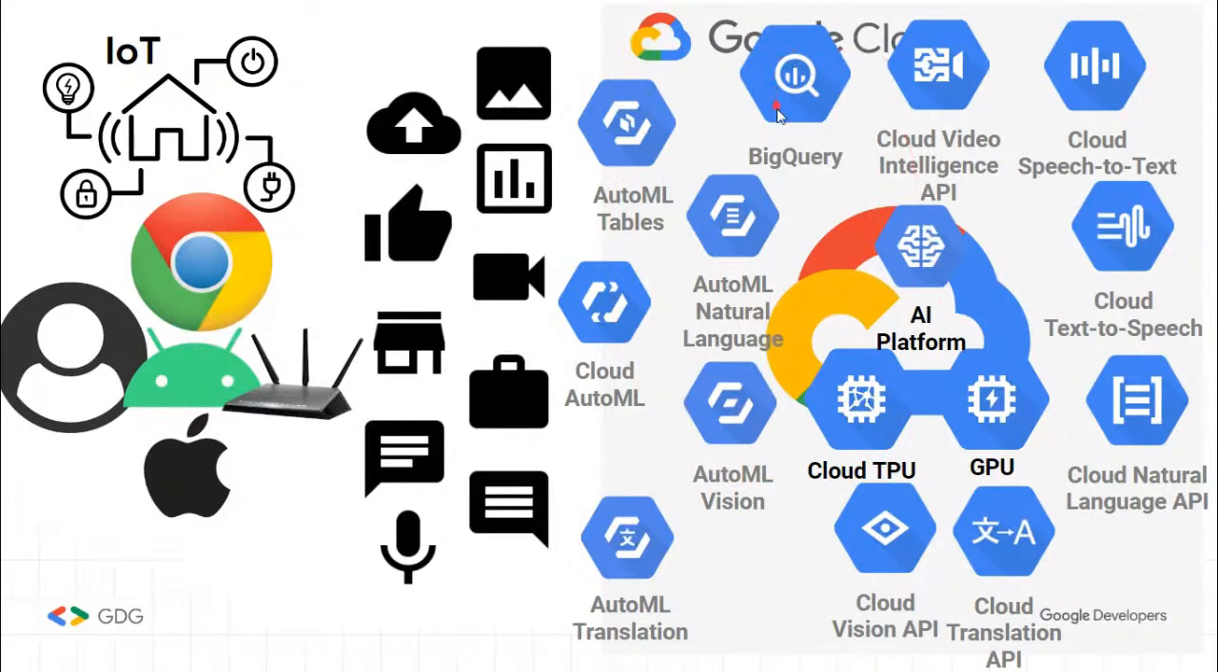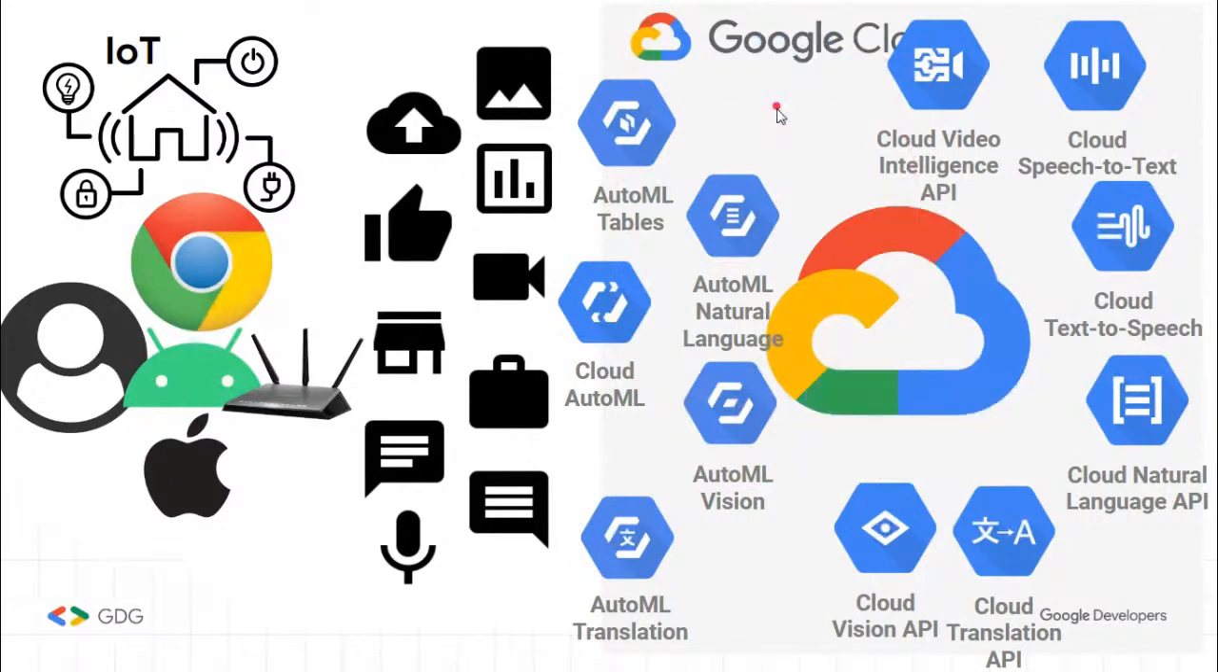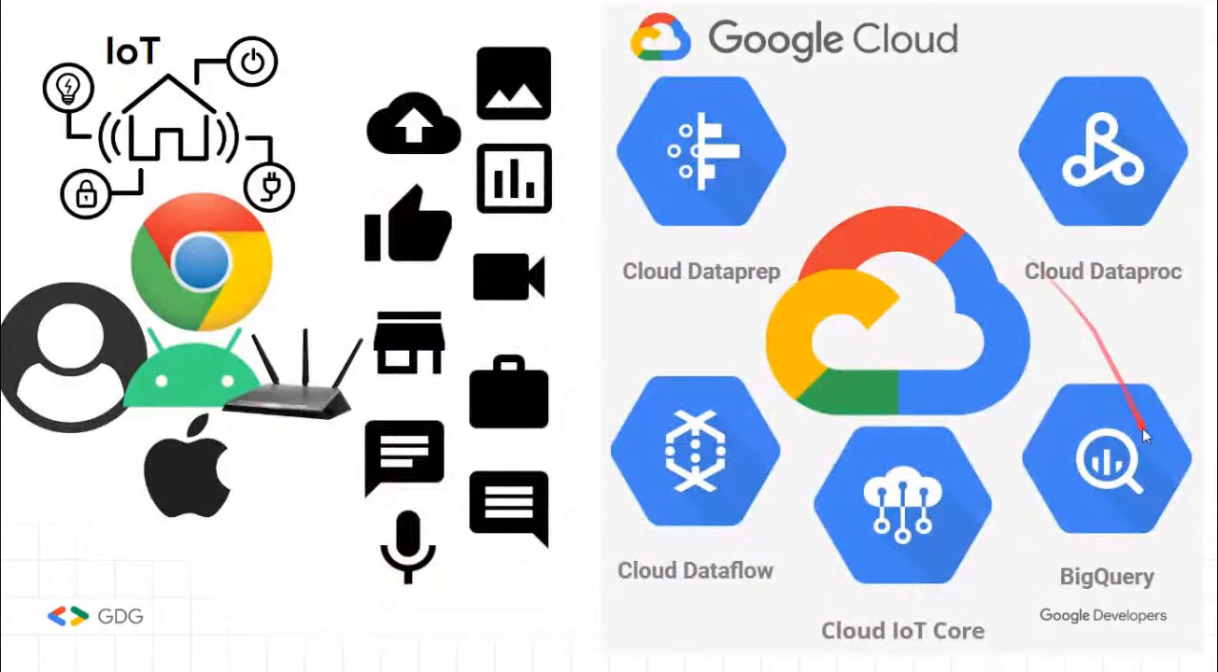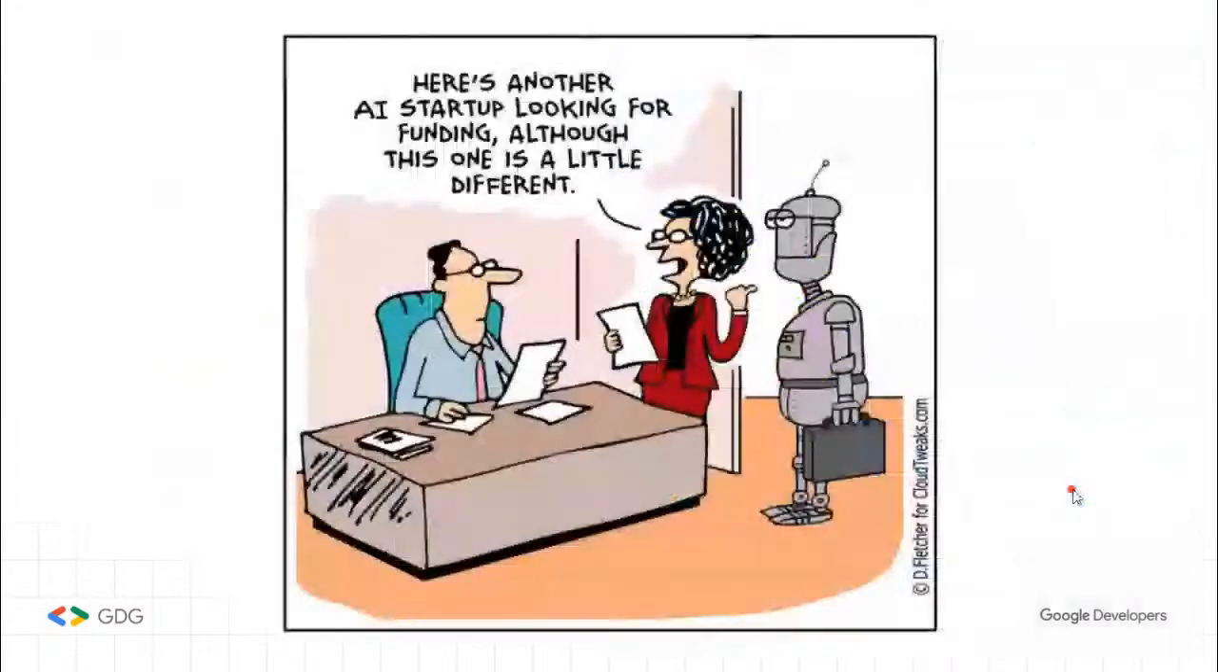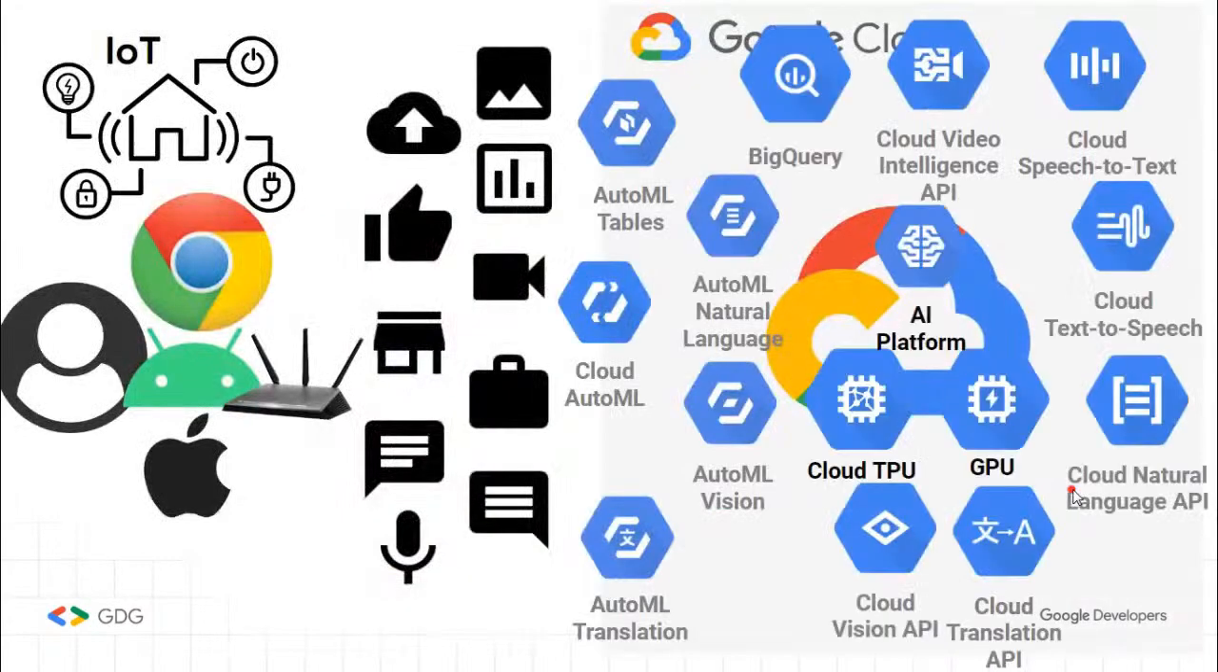And then you have BigQuery, which can not only do data processing, but it can also do AI. So you can do AI directly in BigQuery, which is really amazing. If you use the SDK, Cloud Console or Cloud Shell, BigQuery has its own command, which is bq.